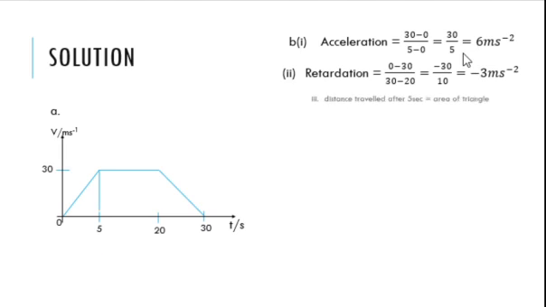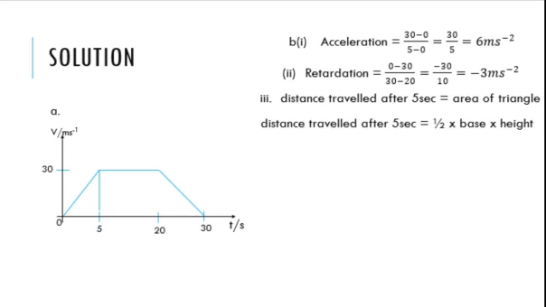Okay, now going to the distance traveled after 5 seconds. It is not the distance traveled in the whole journey, it is the distance traveled after 5 seconds. So you have to look at the shape under the graph after 5 seconds. The shape there is a triangle, so it's going to be the area of a triangle, and that will be half times base times height. Your height on the vertical is 30 and on the horizontal your base is 5. So we have half times 30 times 5, and that will give you 75 meter.